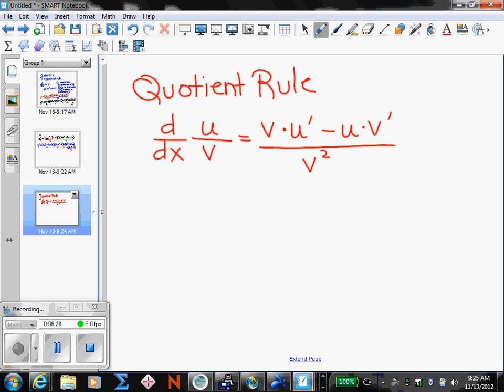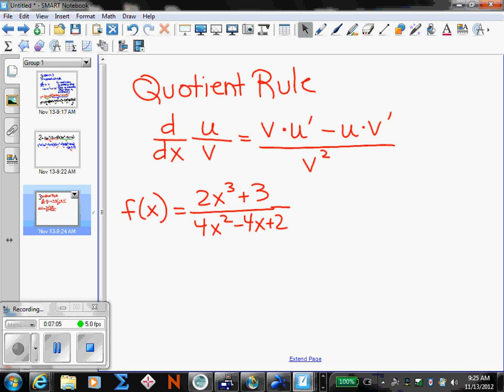So how is it going to work? So a problem. I have a quotient. That's the first thing that you want to identify when you look at your problem. Is it just going to be a polynomial and you'll use the power rule? Is it a product where you apply the product rule? Or is it a quotient where you want to do the quotient rule? In this case, obviously, it is a quotient, so I am going to use the quotient rule.